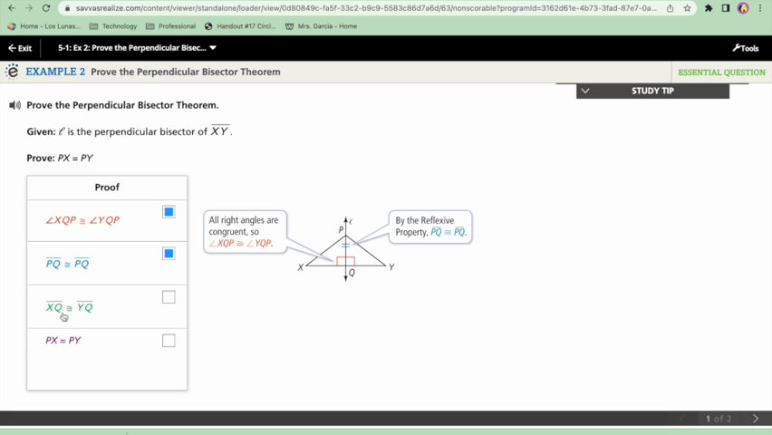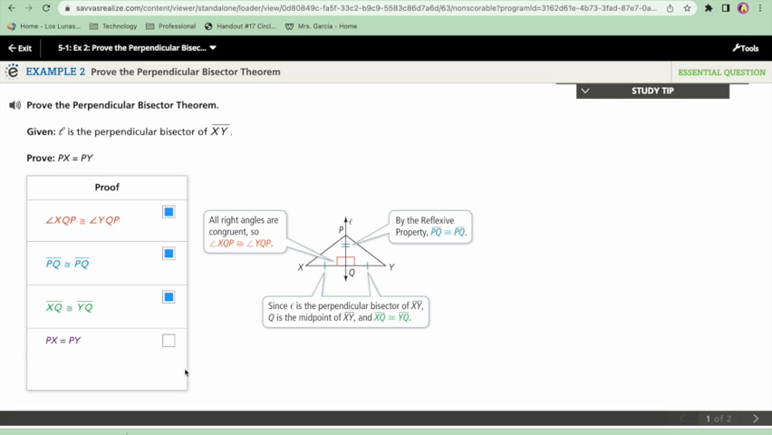Oops. XQ is congruent to YQ. So this piece, XQ and YQ, why are those congruent? Well, we're told that this is the perpendicular bisector, so let's see what they say. Right, so since it's the perpendicular bisector, Q is the midpoint of XY, and XQ is congruent to YQ. I would just say because line L is the perpendicular bisector of XY. PX is equal to PY, and that's what we're trying to prove.